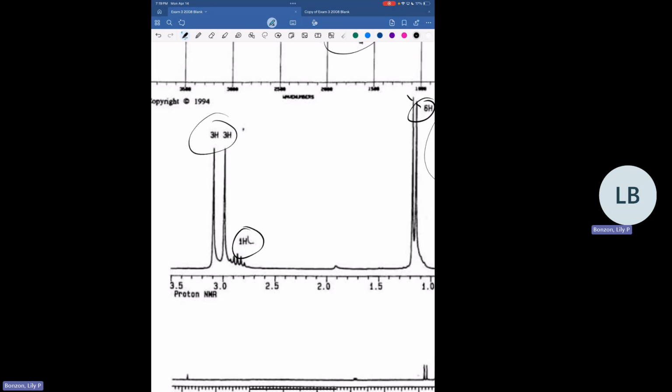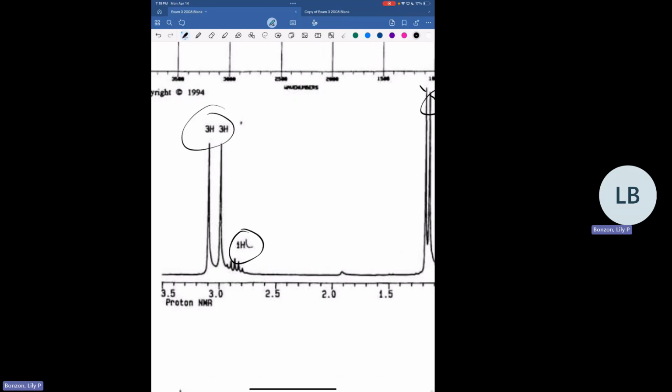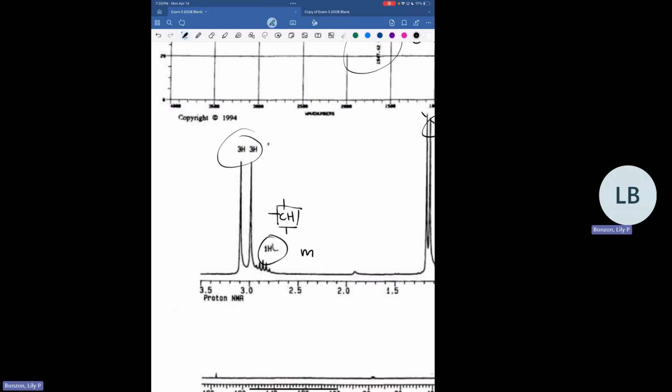I do have a 1H peak here that's kind of hidden. I can't really tell what it is, honestly. So I'm just going to say it's CH, and it's got some stuff nearby, but I don't really know what. So I'm just going to say M for multiplet. And my last 2 peaks, 3 H's, singlets, so they're not attached to anything. So we have 2 CH3s, most likely, that are not attached to anything.